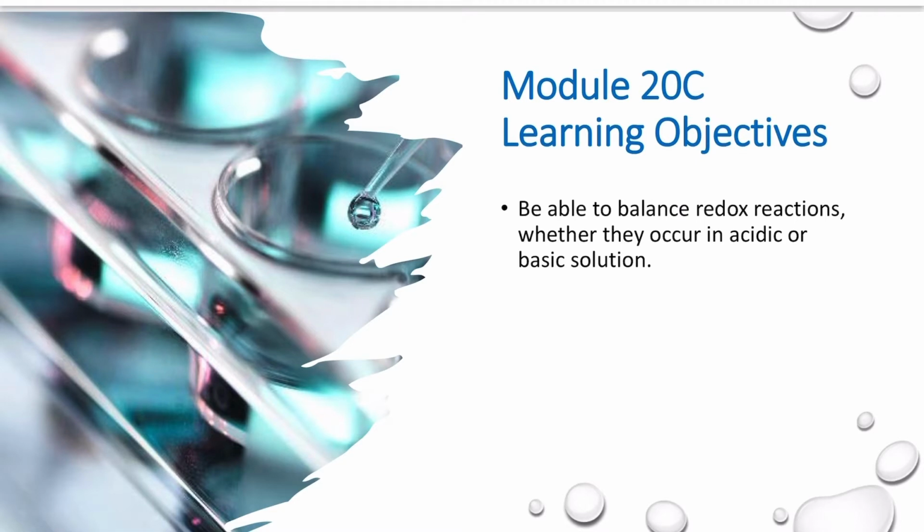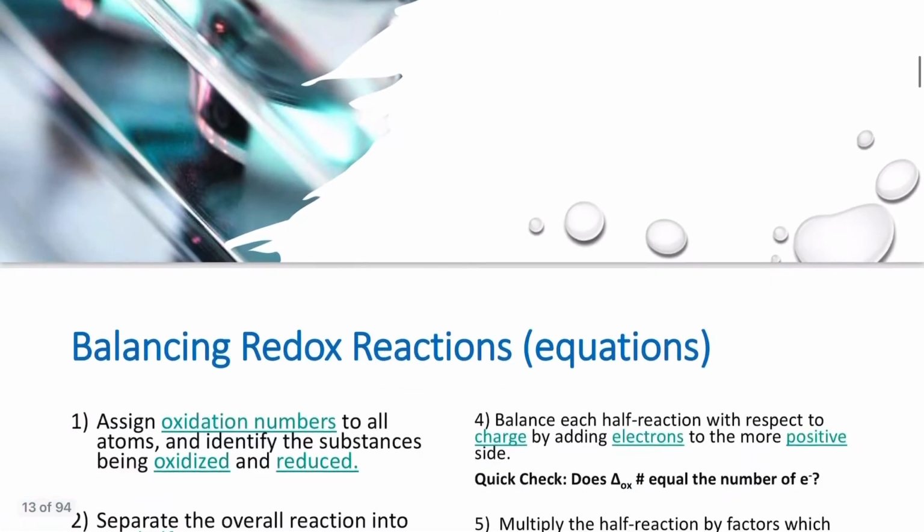So we're going to focus on how to balance these, and it does depend if they're done under acidic or basic conditions. So you must know up front if it's acidic conditions or basic conditions. No matter what, you start out balancing them the same way. If they're acidic, it's just one step less. If they're basic, we have to do one more step within the reaction, and we'll talk about why.